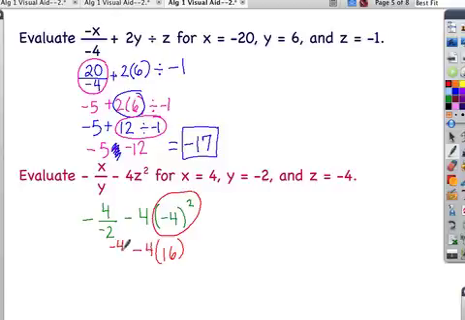Now here, I can move my negative up to the 4 to be in the numerator. I have a choice if I want to move it either to the numerator or the denominator, but just one. Now I do multiplication and division from left to right. So I can do negative 4 divided by negative 2, which gives me positive 2.